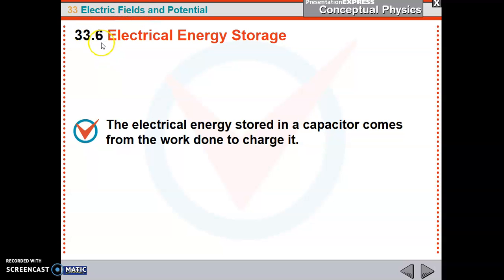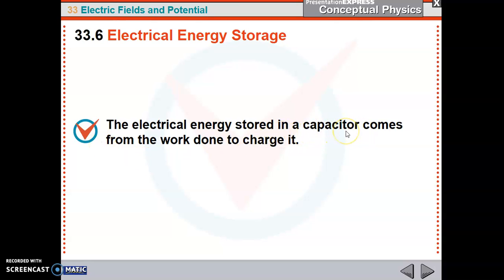This is section 6, electrical energy storage. And that's a title, but everybody knows you store energy in a capacitor. So there's that word, capacitor. This section is, I'll just read it. The electrical energy stored in a capacitor comes from the work done to charge it. That makes good sense. We'll take this sentence apart.